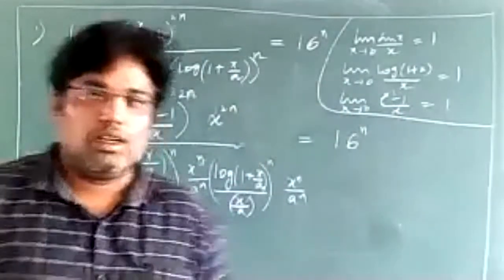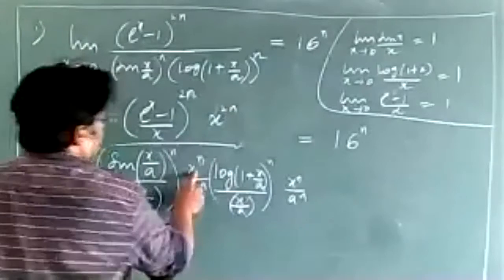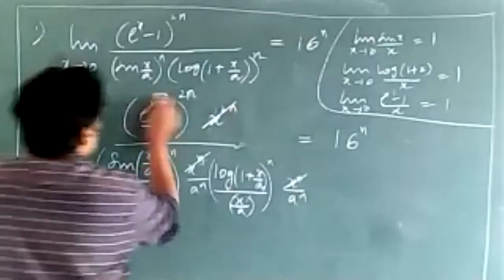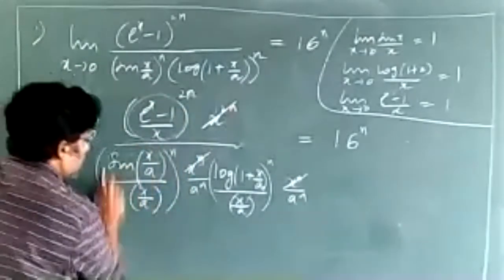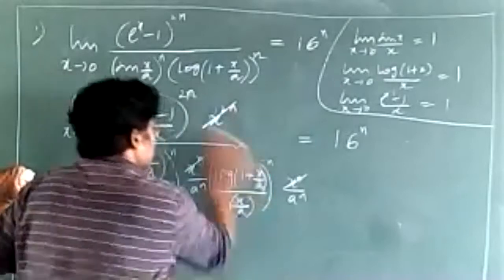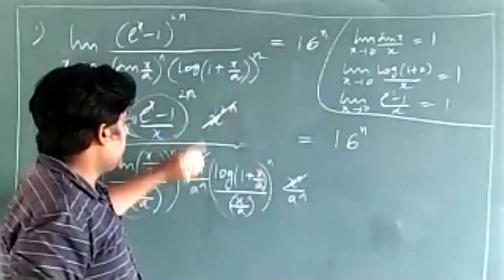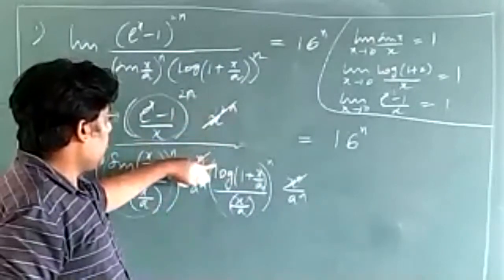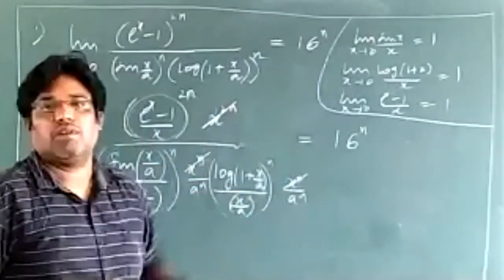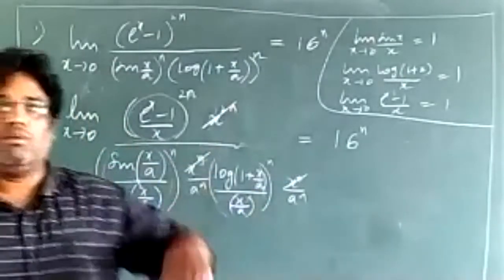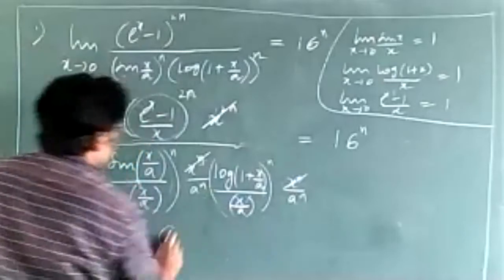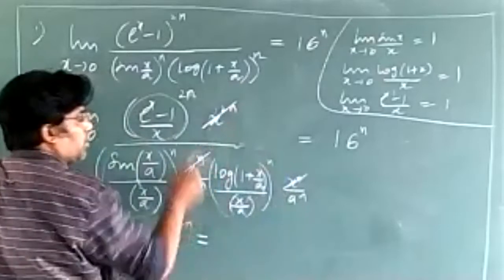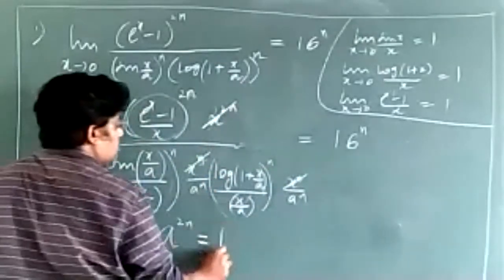Simple formulas. Now, the x^n terms cancel. This part is 1, this part is 1, and even this part is 1. So the denominator is 1 by a^n into a^n, which is a^(2n). The denominator of the denominator is the numerator, so a^(2n). Correct? a^n into a^n is a^(2n), and the denominator of the denominator goes to the numerator. So a^(2n) is equal to 16^n.